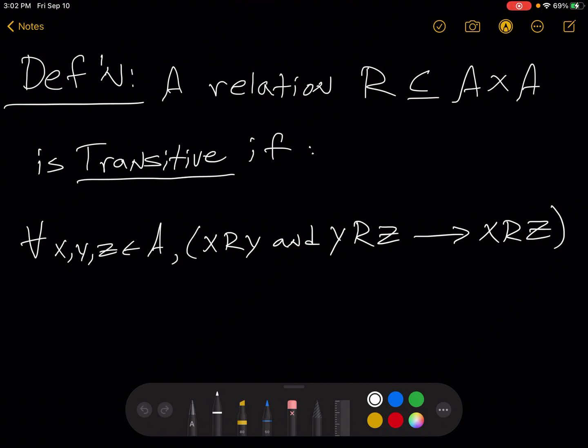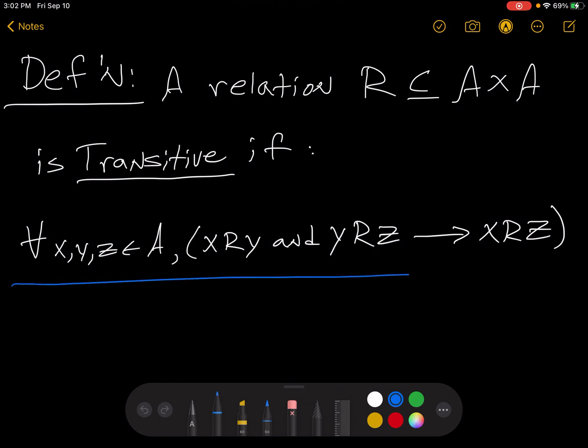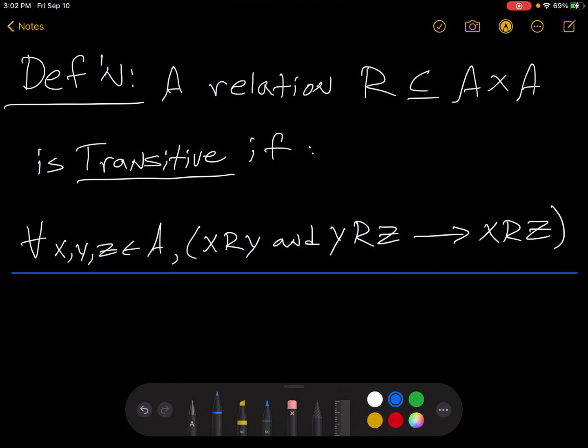A relation R subset of A cross A is transitive if this statement is true.